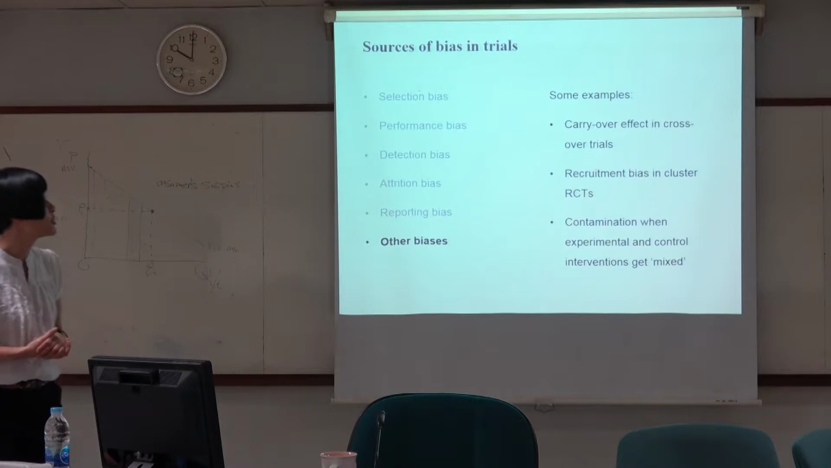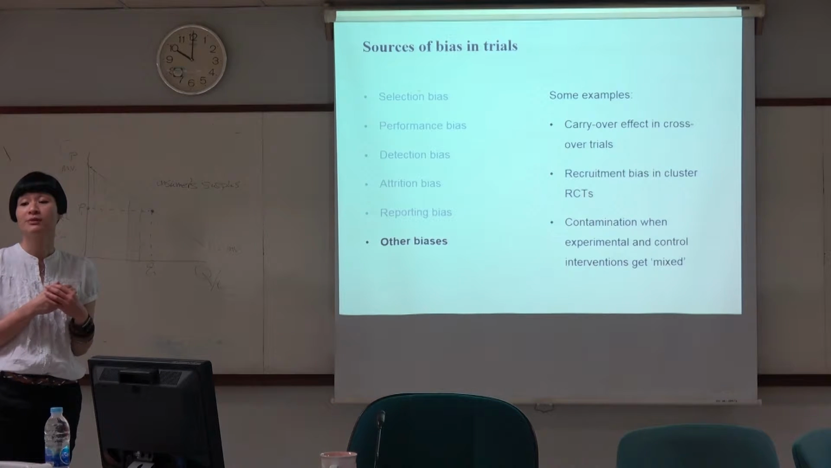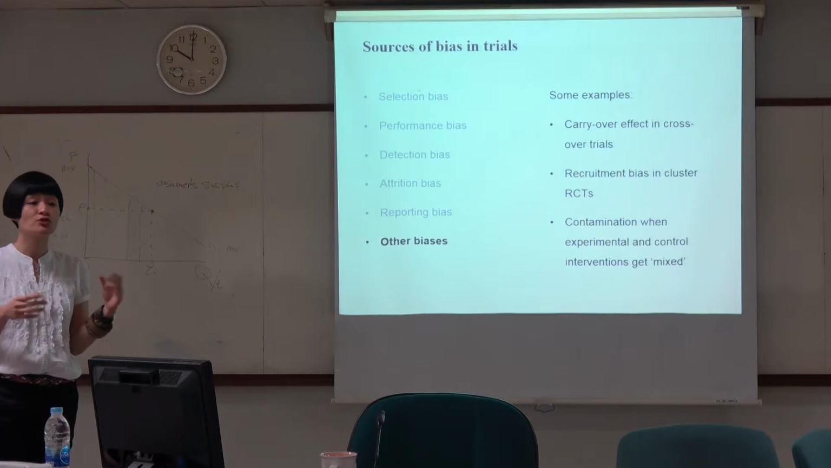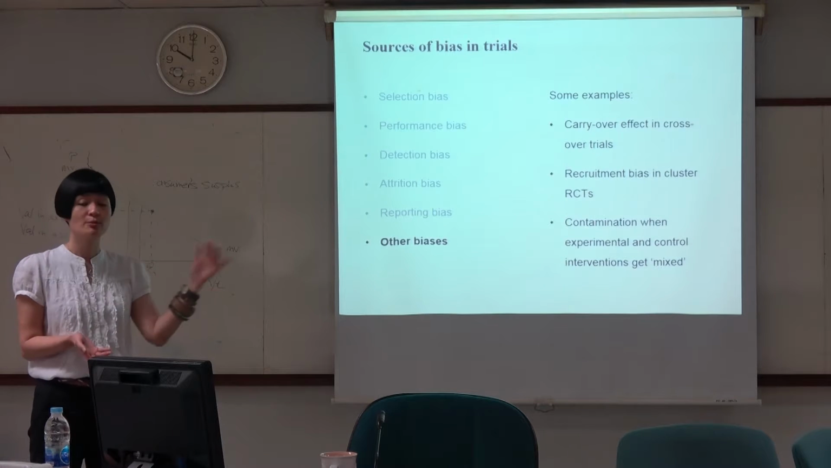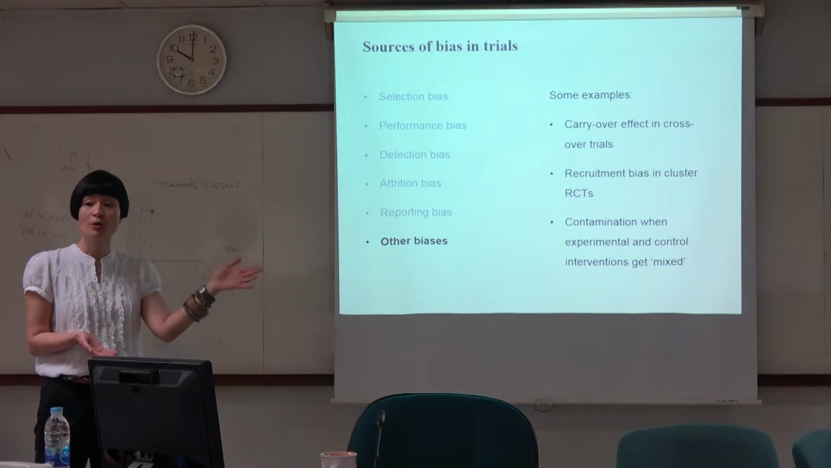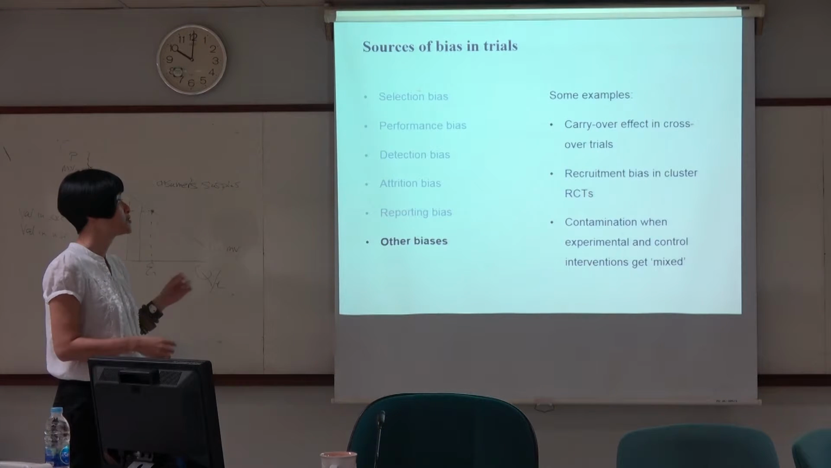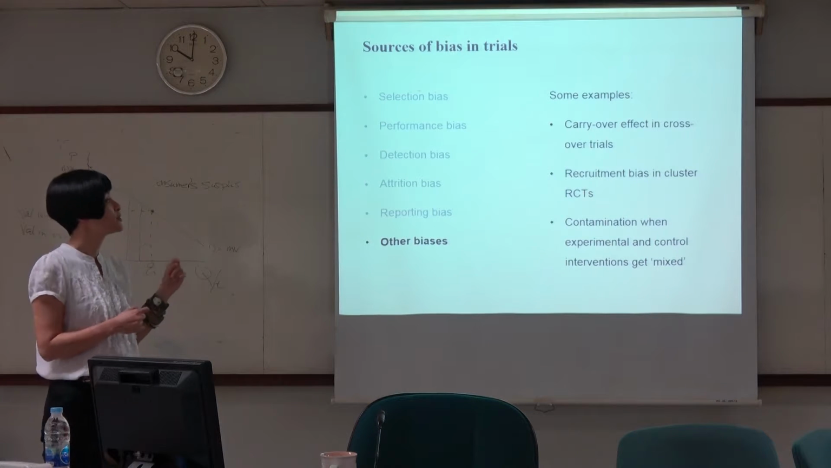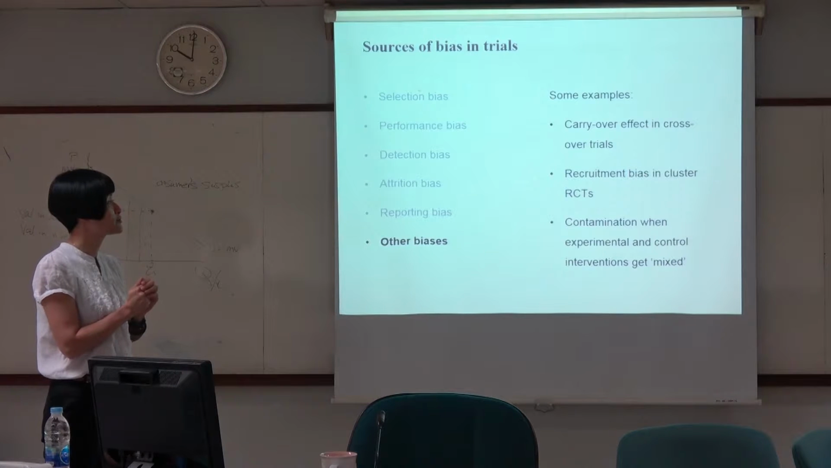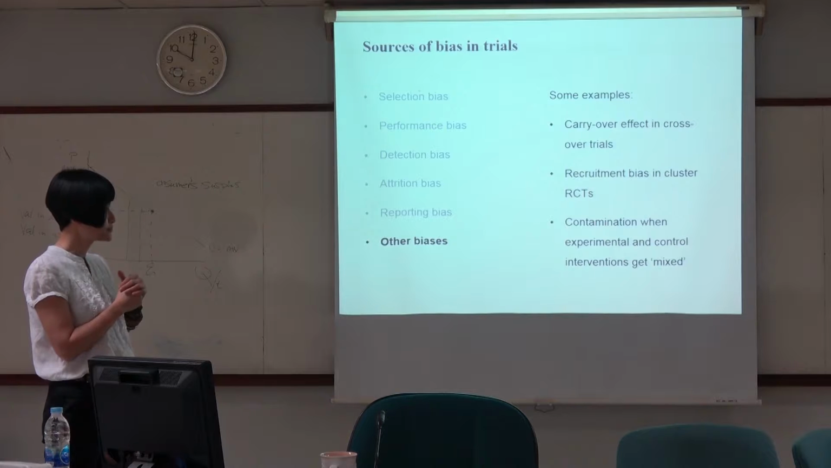There are other potential biases that may be possible. So if there's crossover in the trial, so you may have a treatment arm and a comparator arm, and then at one stage, the people in the comparator arm stop being in the comparator arm and start receiving the active treatment. So they cross over. And so if that happens, you need to adjust for that in your analysis. So carryover effects in crossover trial could be potential bias if it's not adequately adjusted.